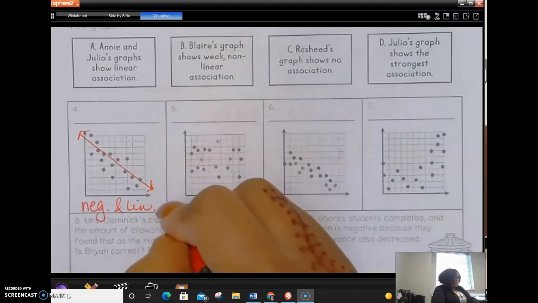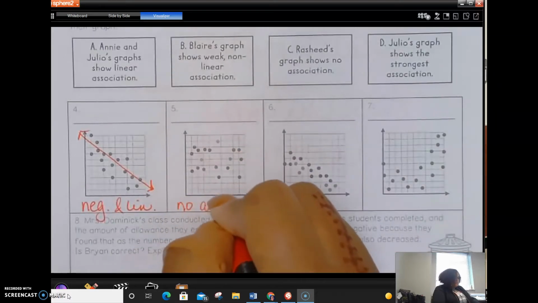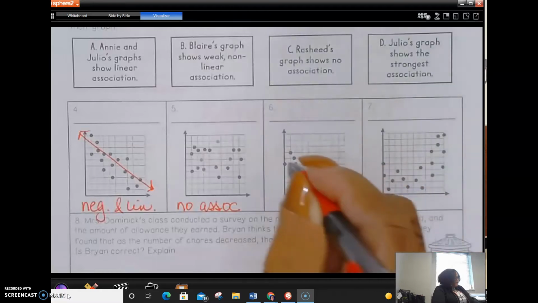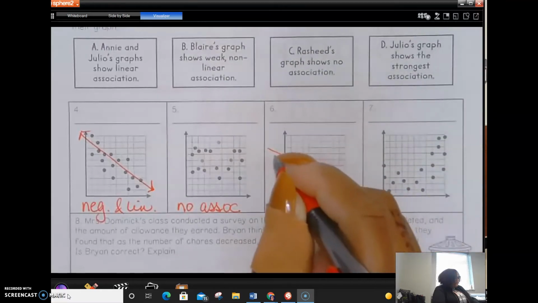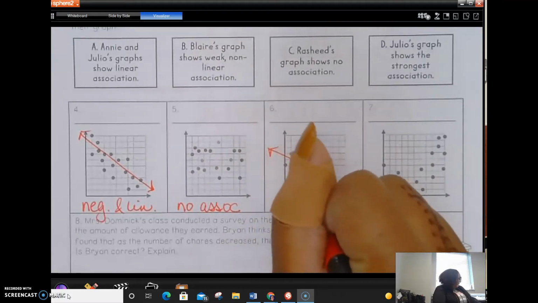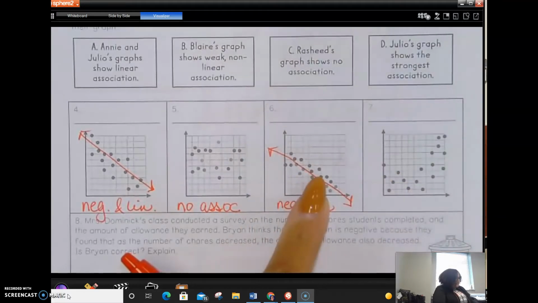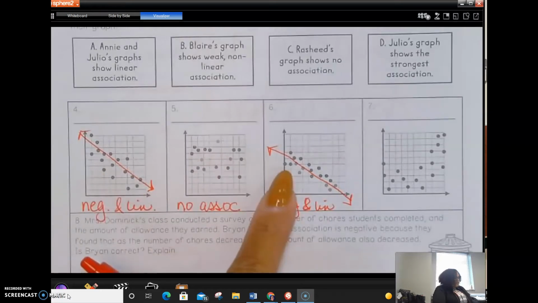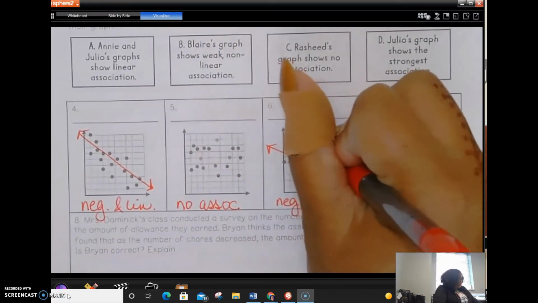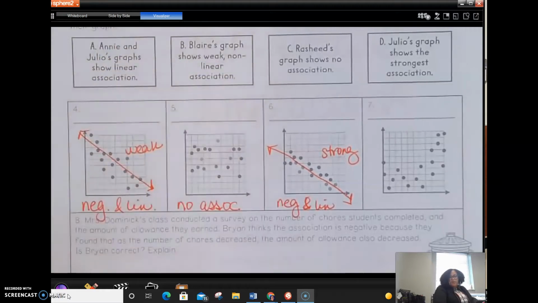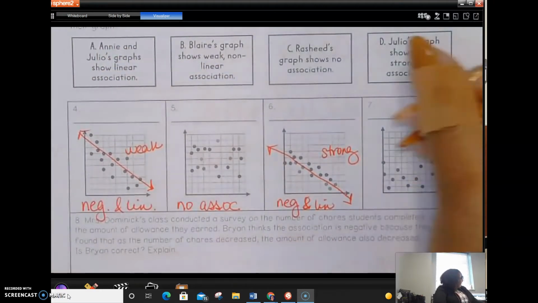This one here has no association. I'm going to put no assoc. Here, this is also negative and linear. But I've got to have this look a little different from here. So let's talk about the closeness of the dots. These are kind of clustered. These are kind of spread out. So we'll call this strong. And we'll call this weak. Okay? And then this one's definitely weak.